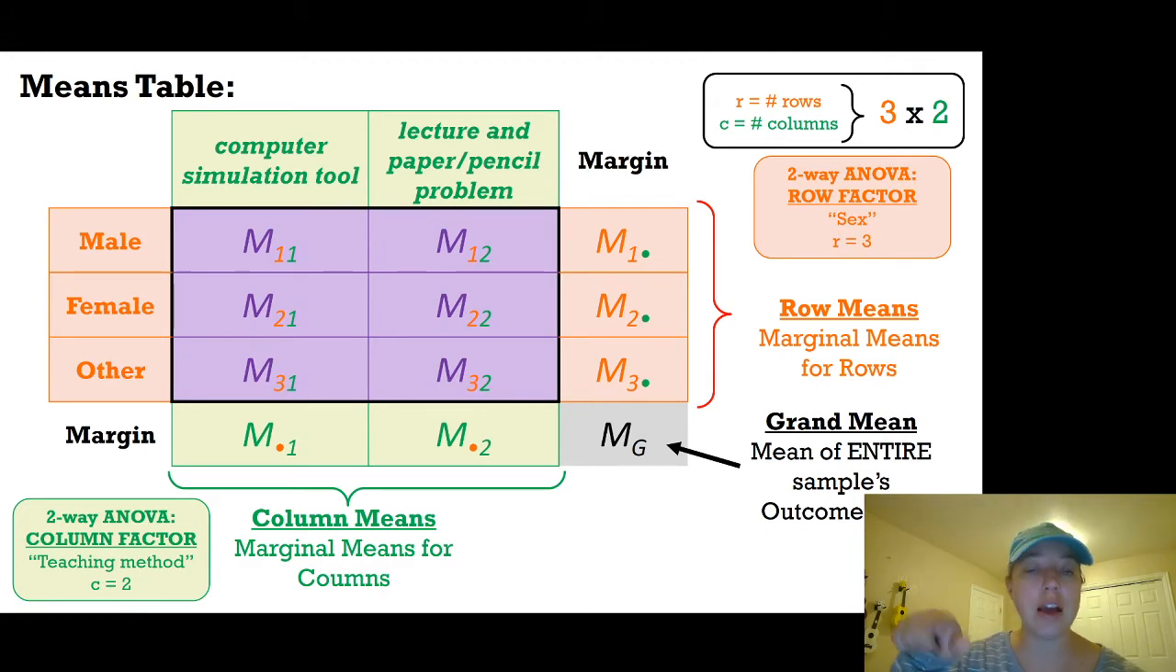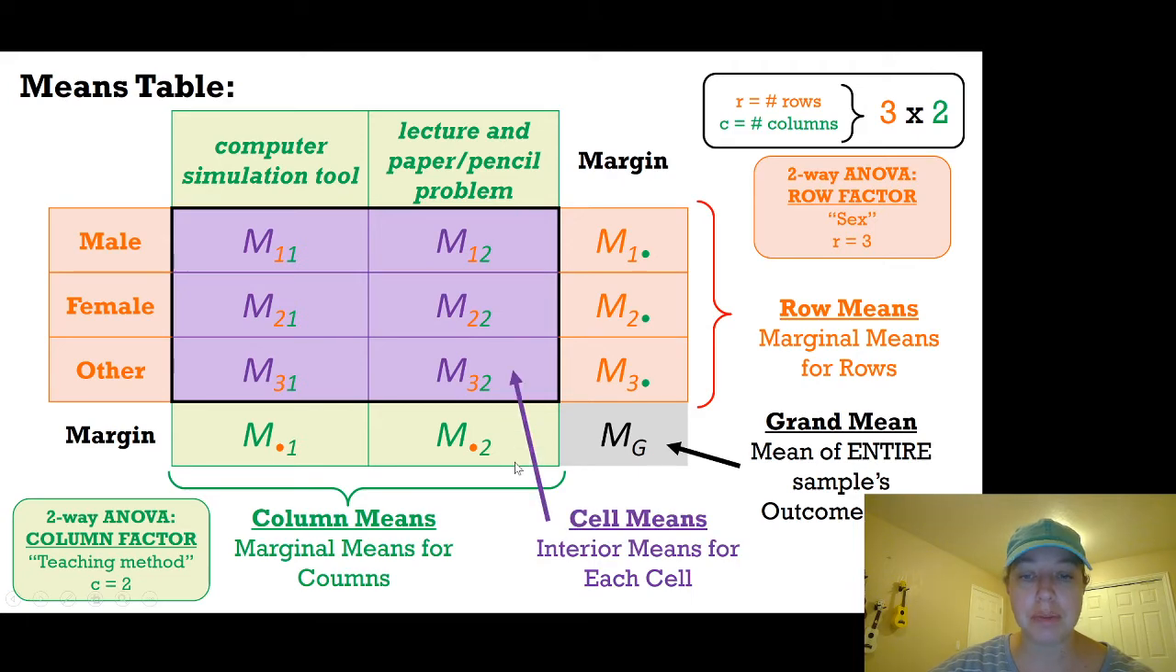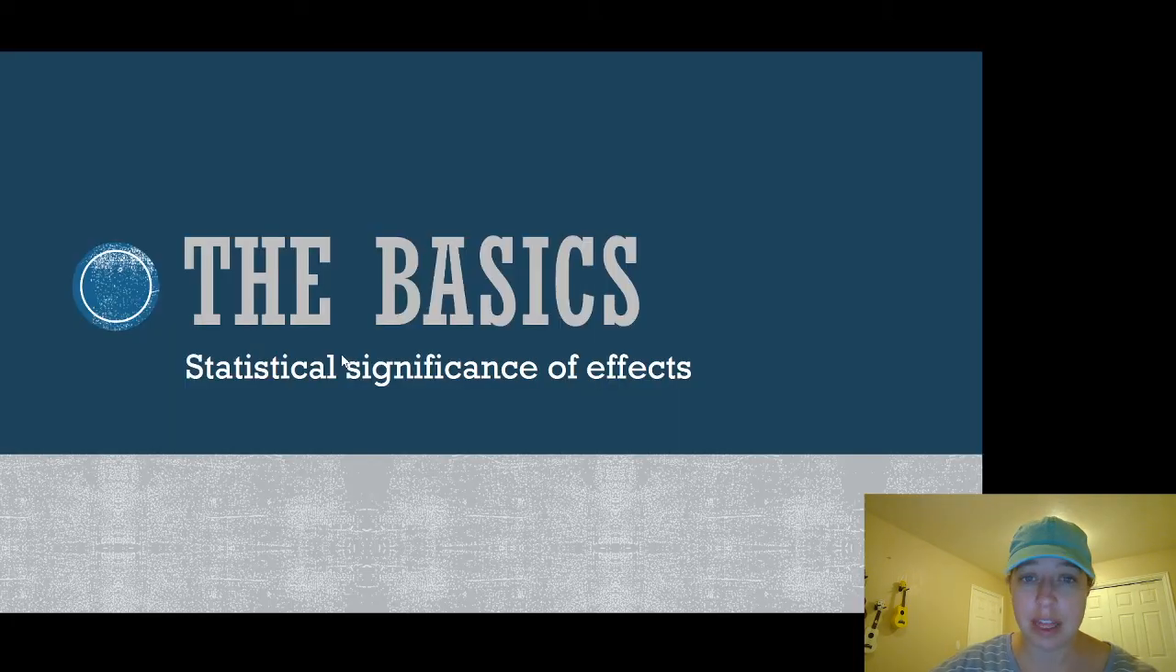And then now in the purple cells, these means, these capital M's, and you've seen X bars and mu's would have the same subscripts. They have two numbers. The first number specifies the row, the second the column. You'll see this notation used a lot, so I wanted to point it out. So these in the purple are the cell means.